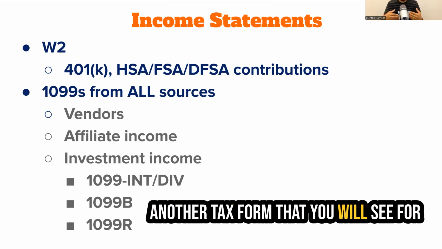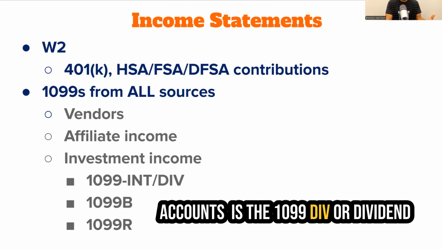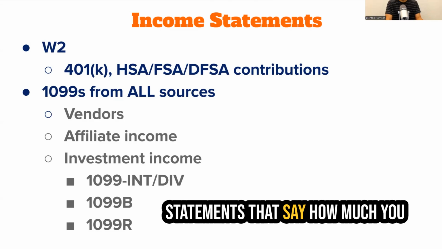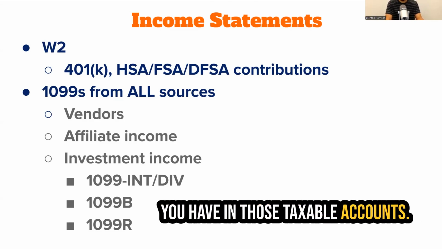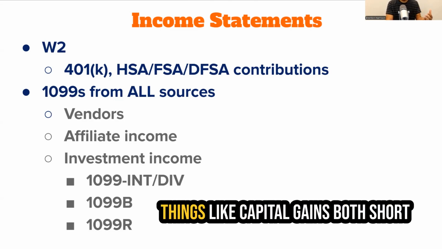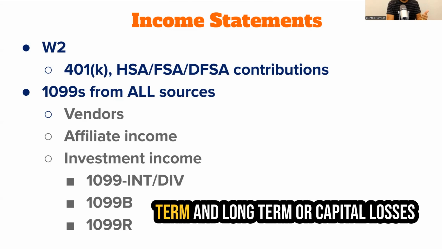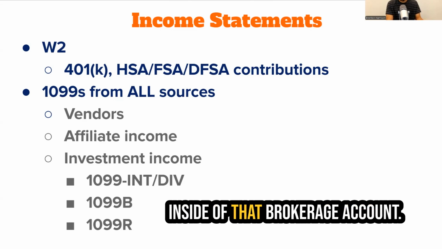Another tax form that you will see for people who have taxable brokerage accounts is the 1099-DIV, or dividend statements that say how much you earned in dividends from any holdings you have in those taxable accounts. You'll also have a 1099 from a taxable brokerage account that shares things like capital gains, both short-term and long-term, or capital losses, both short-term and long-term, based on the investment activities inside of that brokerage account.